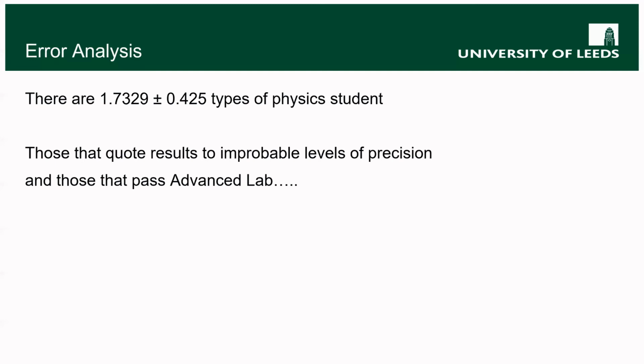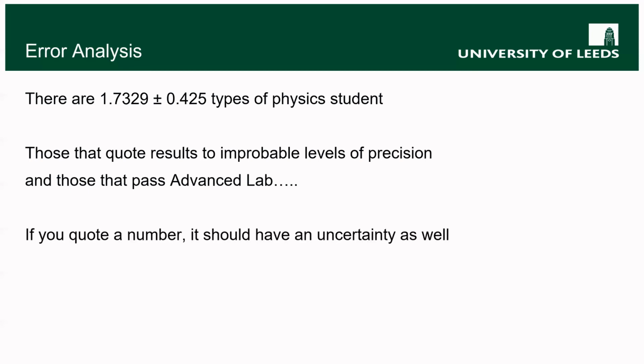And then there is no point quoting an answer to more decimal places than the uncertainty, because you've got no way of knowing what the decimal places after that 1 digit of uncertainty actually are. So you should always quote your answers to the same number of decimal places as the error you've quoted. And just because the computer spits out that number doesn't mean the computer's right, or that it's being sensible. So if you quote a number, then really you should have an uncertainty as well.